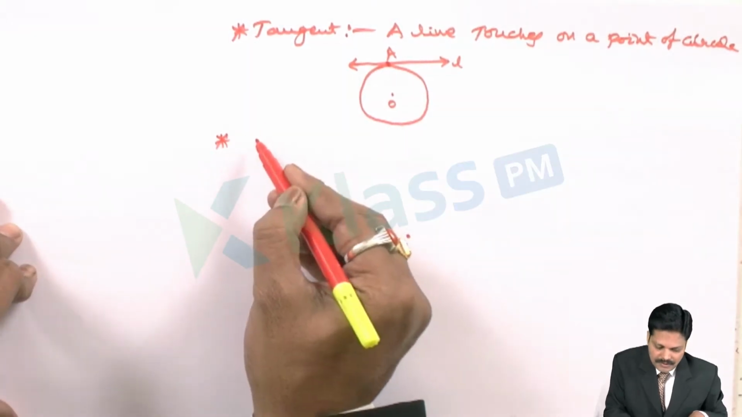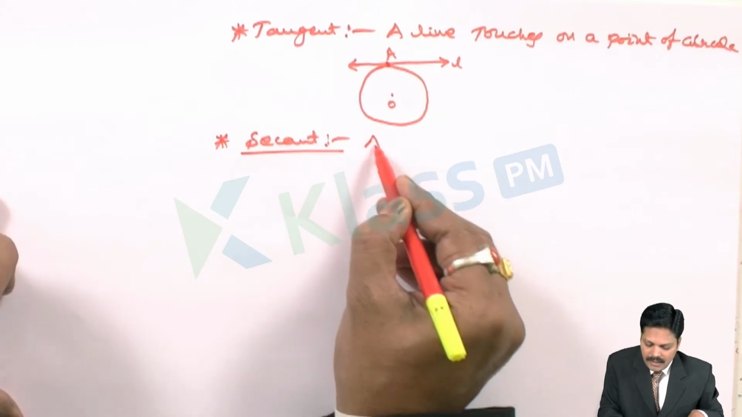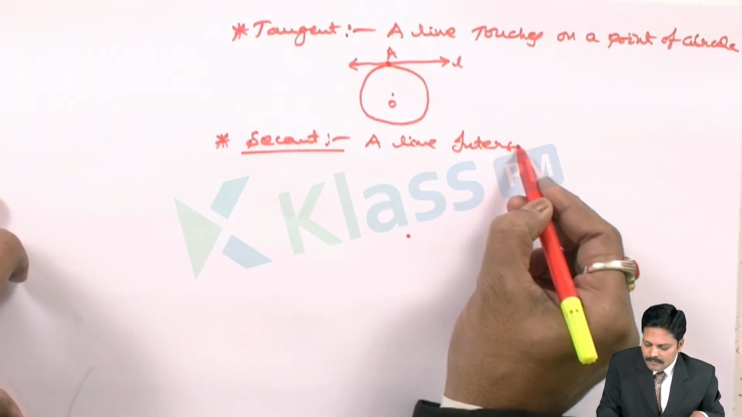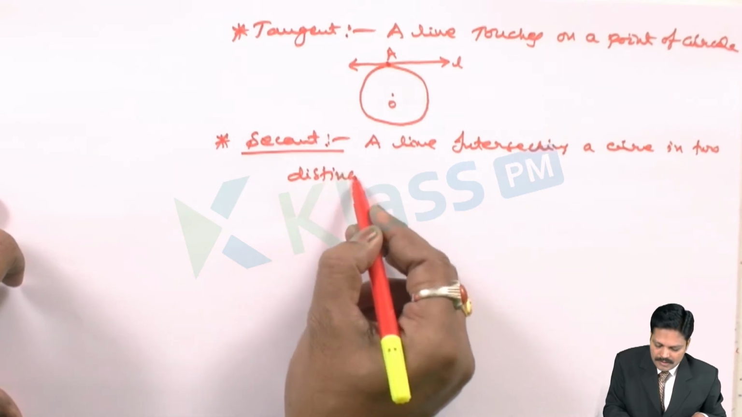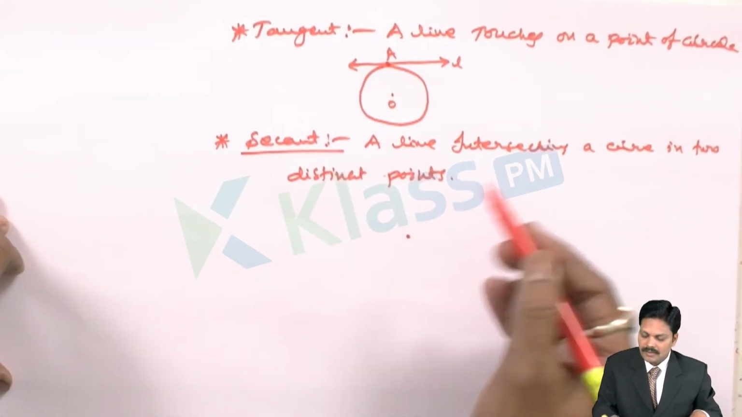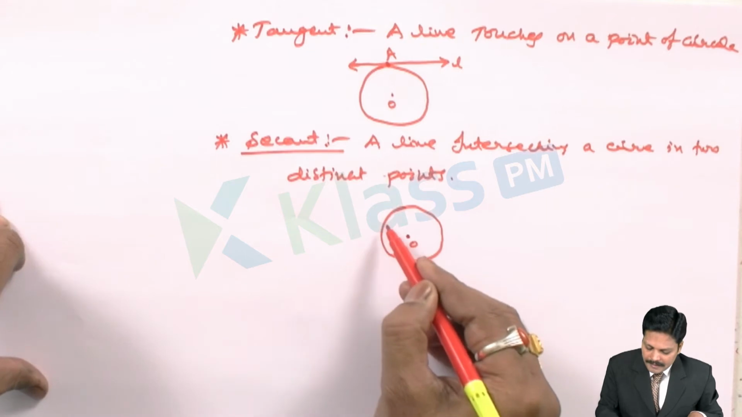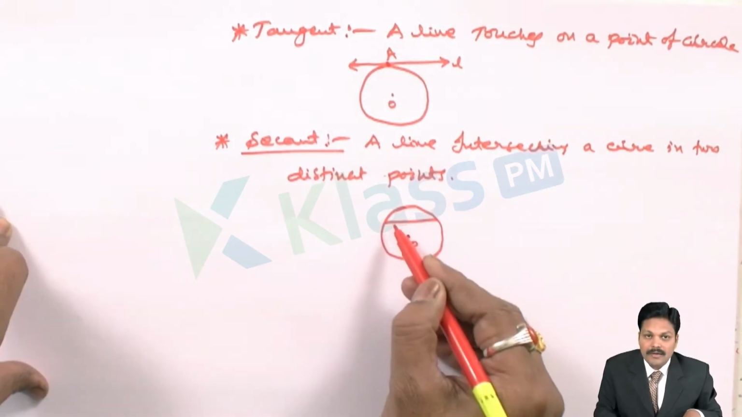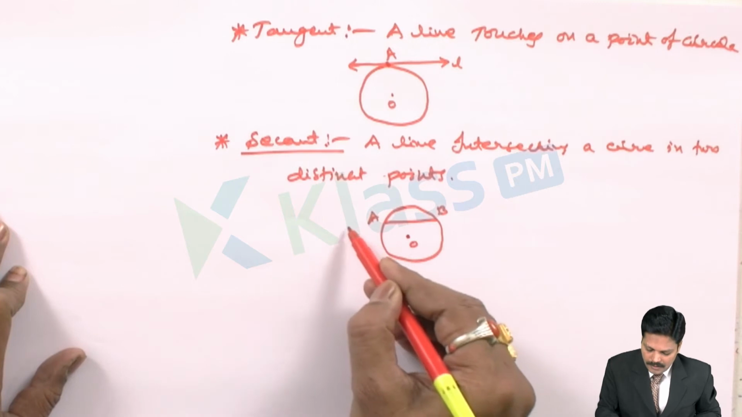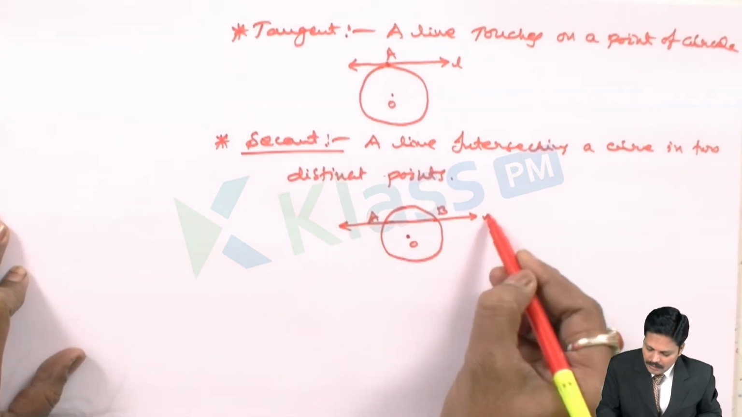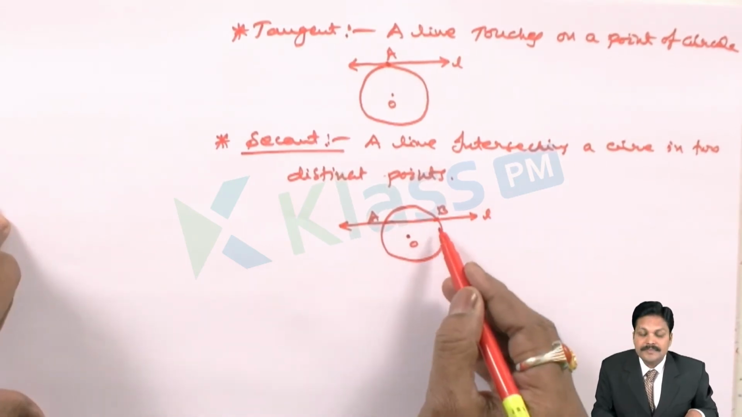Coming to the next word, secant. A secant is a line intersecting a circle in two distinct points. Here this is the center O, and we already know that a line touching two points on a circle is a chord. But here this line L touches the circle in two distinct points A and B, so it is called a secant of the circle.